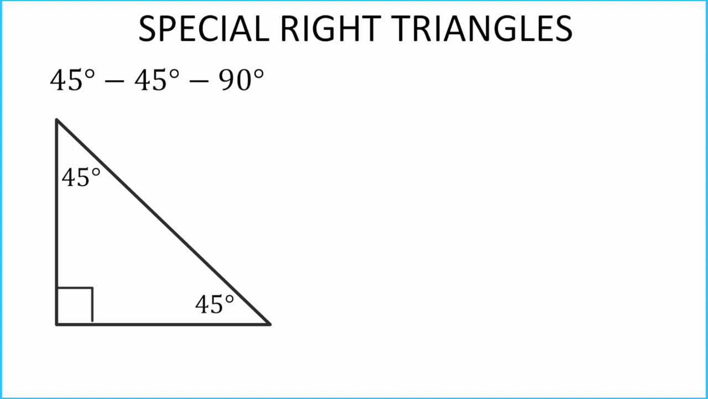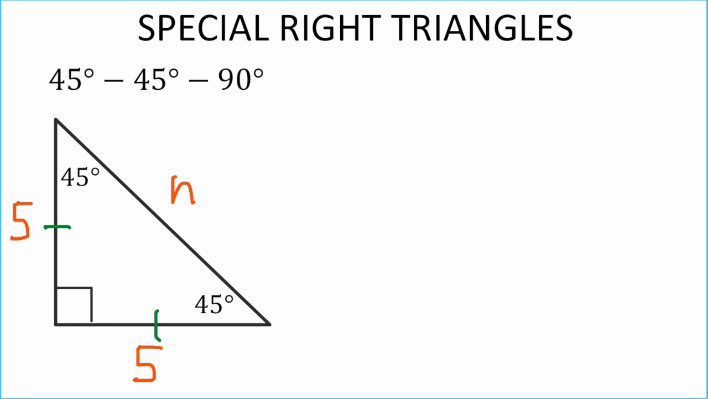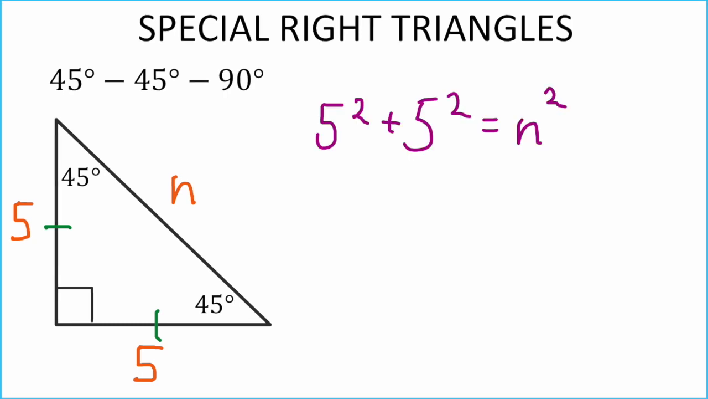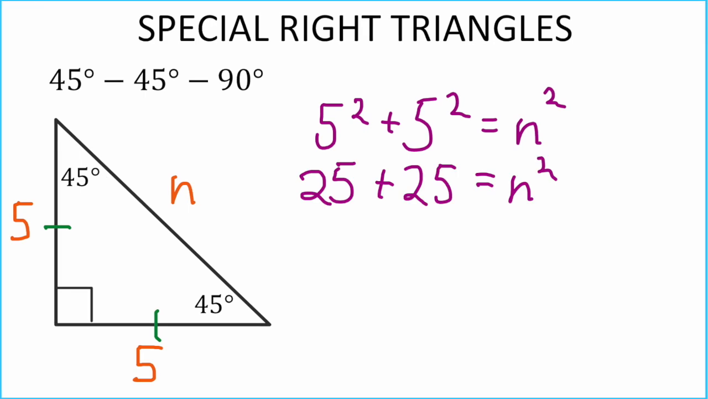This is an isosceles right triangle. When you have two equal angles, you would also have two equal sides. So let's explore why this works by saying that both sides are 5 and see what happens. We can solve for the hypotenuse, which we'll call n, by using the Pythagorean theorem. So we end up with 25 plus 25 equals n squared. 50 is n squared, so n is radical 50.